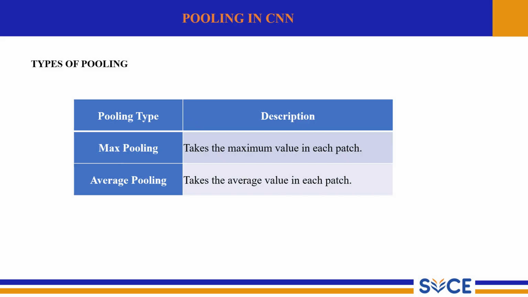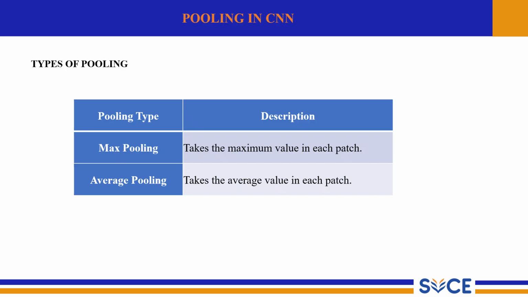Types of pooling. There are two types of pooling here, max pooling and then average pooling. Max pooling is the most commonly used pooling operation in CNN. It works by selecting the largest value from each patch or window of the feature map. For example, if we have a 2 by 2 patch like 1, 3, 5, 2, the max pool will select 5, which is the largest value, the maximum value.